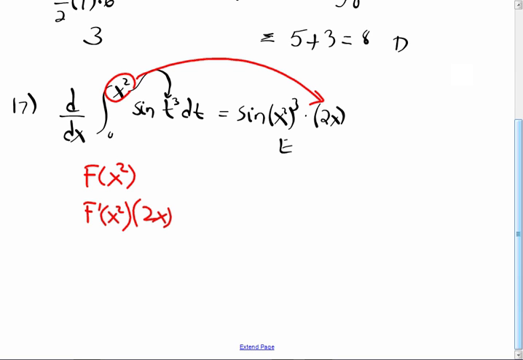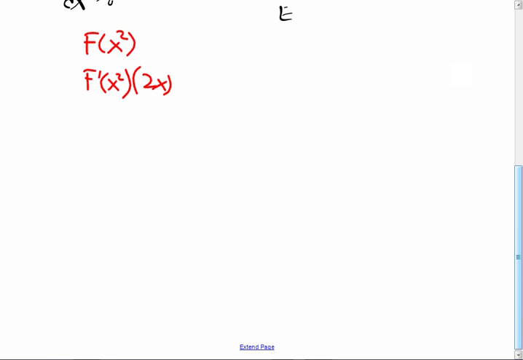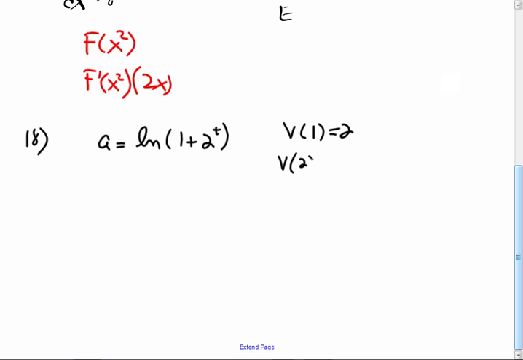18? 18 says, a particle moves along the x-axis. The acceleration, a, is equal to the natural log of 1 plus 2 to the t. And I want to find the velocity. I know that v of 1 is 2. I want to find v of 2. Yep, we're going to find the antiderivative of the acceleration.